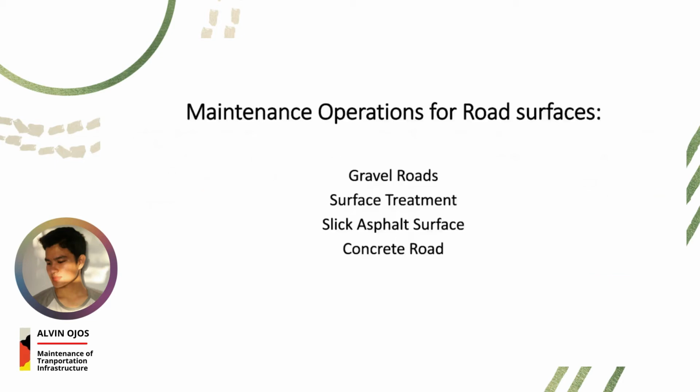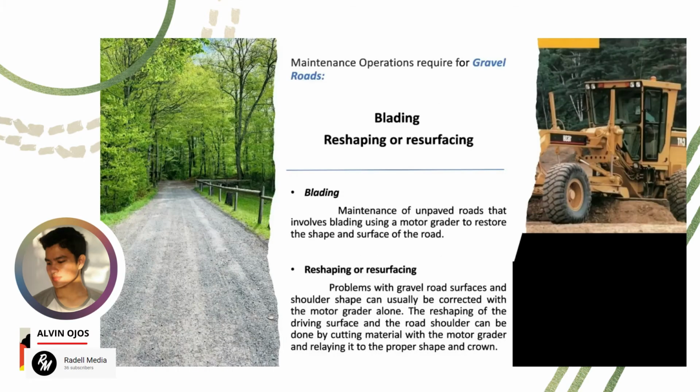Maintenance operations for road surfaces. We have 4 different road surfaces here, namely gravel roads, surface treatment, thick asphalt surface, and concrete road. First off, we have the maintenance operations required for gravel roads. We have blading and reshaping or resurfacing. On the left side, we can see a picture of a gravel road.